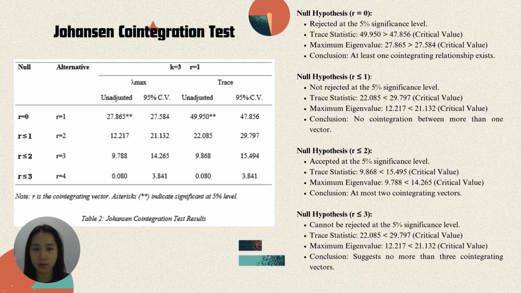Finally, the null hypothesis of r less than 3. The results show that we cannot reject the null hypothesis at the 5% significance level, suggesting no more than 3 cointegrating vectors, with the trace statistic of 22.085 and maximum eigenvalue of 12.217 being lower than their critical values. Based on the Johansen cointegration test, we can conclude that there is one significant cointegration vector, which is r equal to 1, indicating a long-term equilibrium relationship among the variables in our model. This suggests that the variables move together over time in a stable long-run relationship.